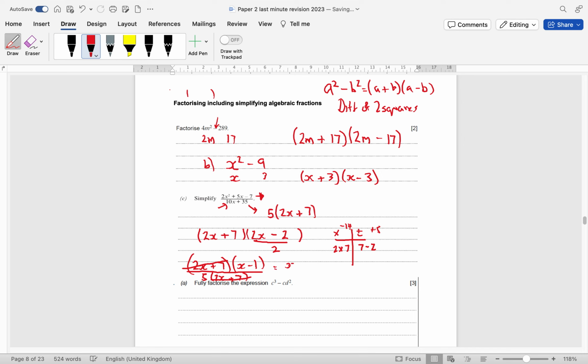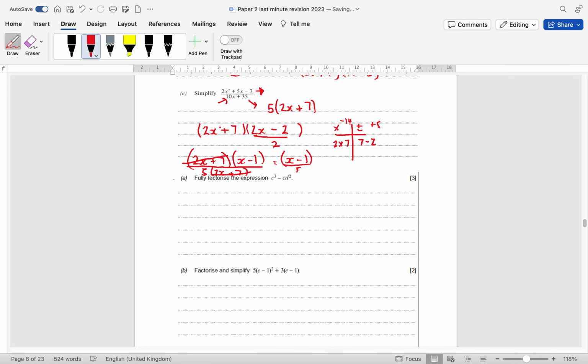So actually my final answer, I only need the second bracket there divided by 5. The 2x plus 7 is gone. Okay, so that's another type. So that covers you 3 types, right? A single bracket, a quadratic, and a difference of 2 squares.